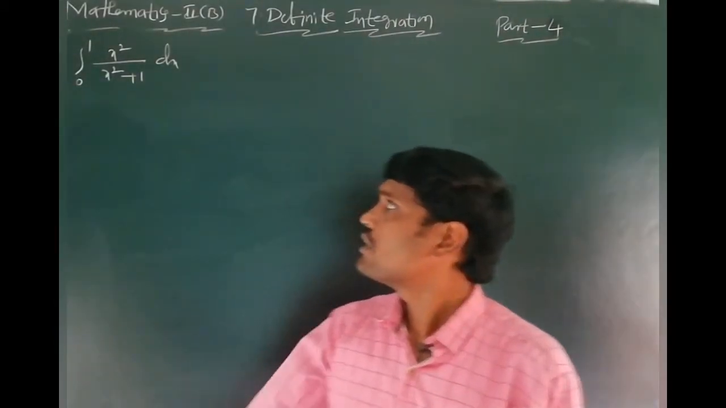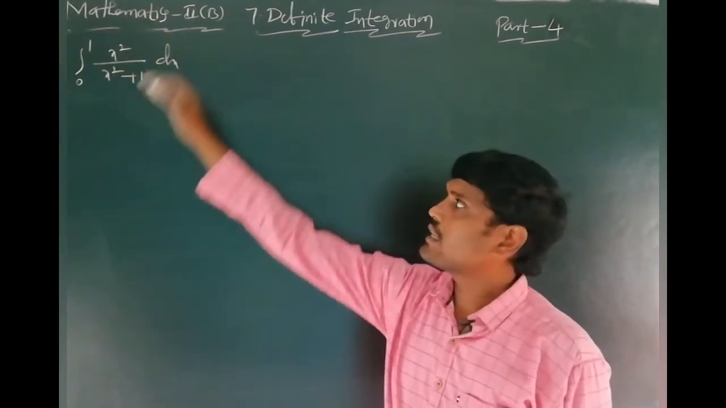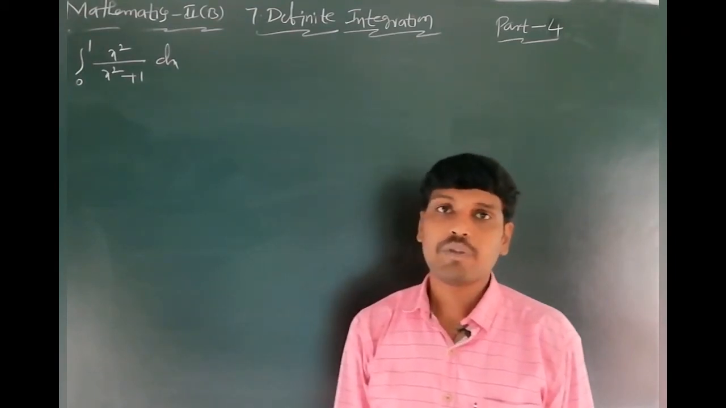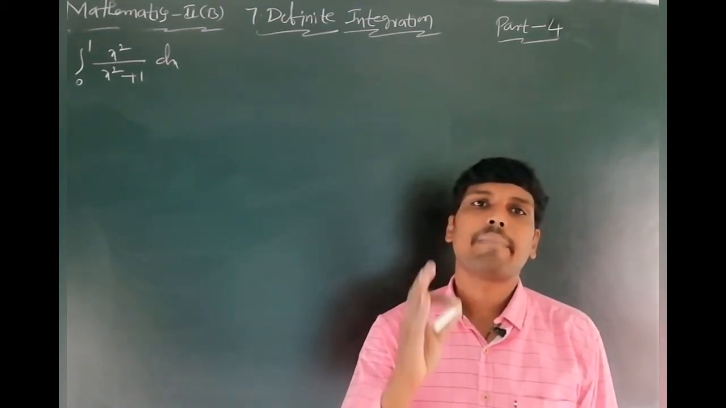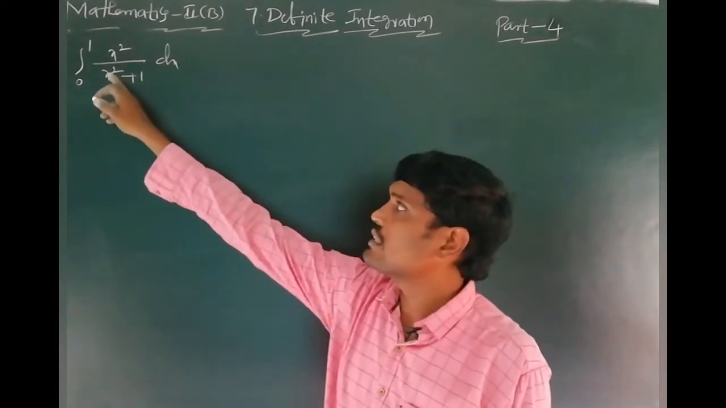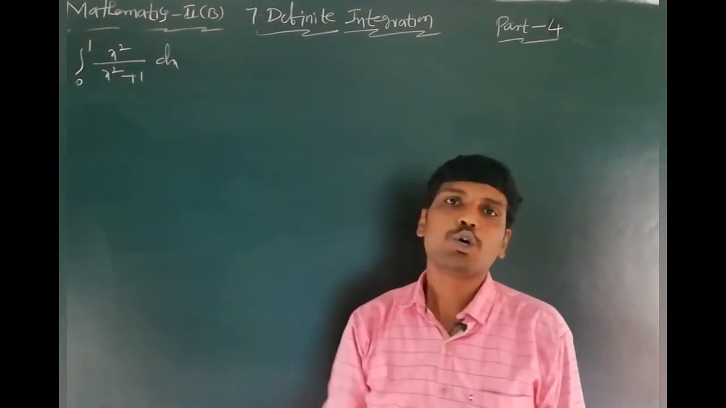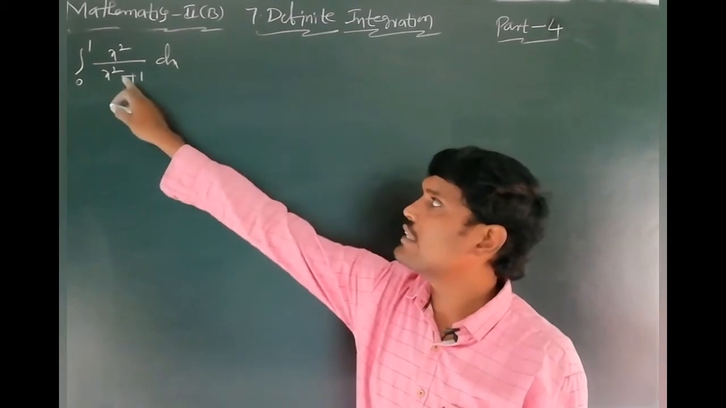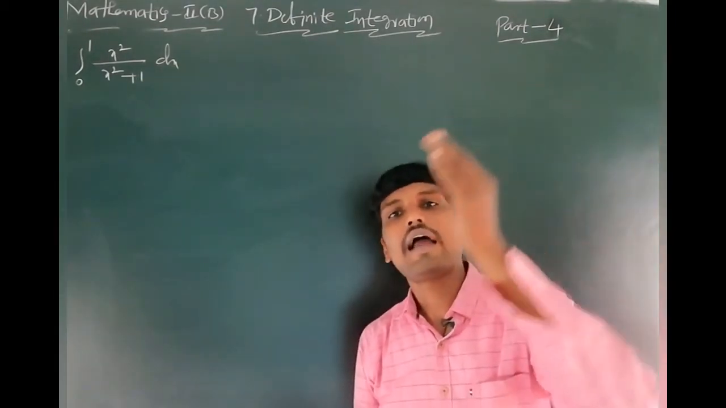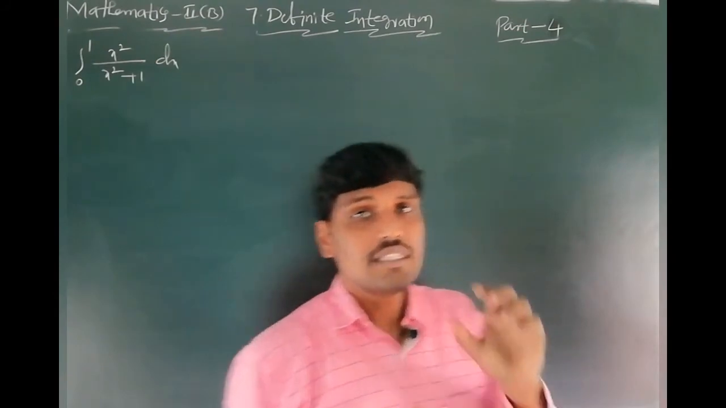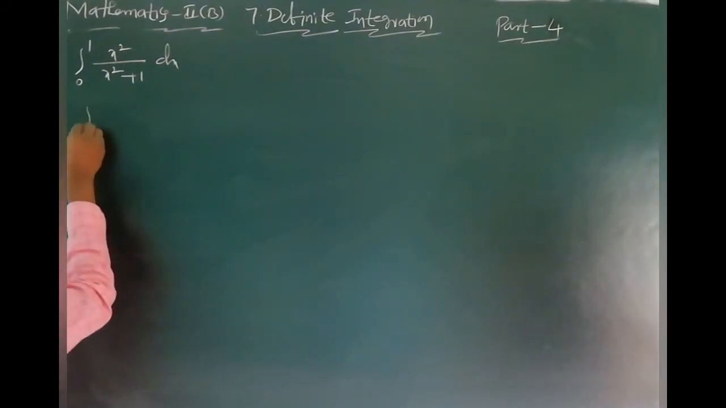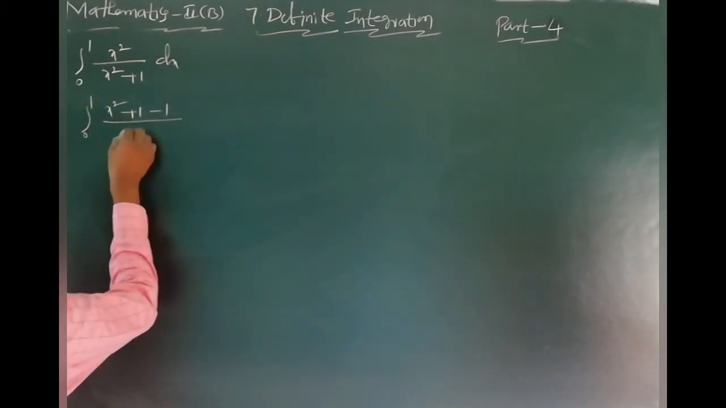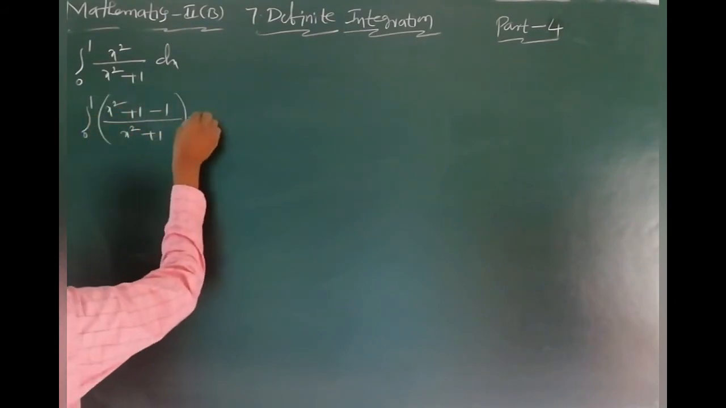Next problem is integral 0 to 1, x square by x square plus 1 whole dx. This one is a problem. In this problem you can use an important topic: both numerator and denominator have the same degree. That's why, in the denominator plus 1 is there, you can add plus 1 and subtract 1. Okay students, this is a very important concept. Integral 0 to 1, x square plus 1 minus 1 whole by x square plus 1 whole dx.